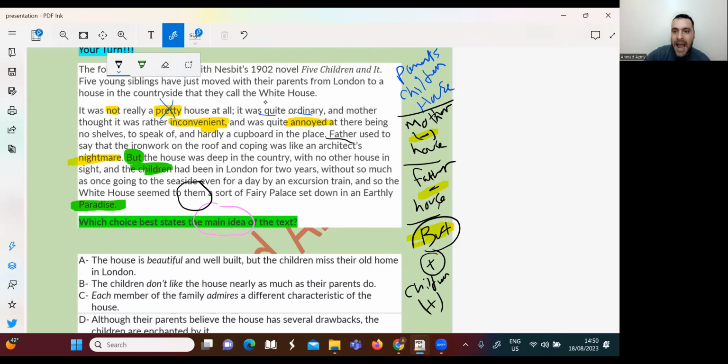Look at the mapping here, guys. I want you to follow the mapping that I made here. Read the mapping, Amr. So we have parents, children, and the house, the setting and the characters. Mother has negative feelings toward the house, and father also has negative feelings toward the house. But the children, they had positive feelings. Very nice, thank you Amr.